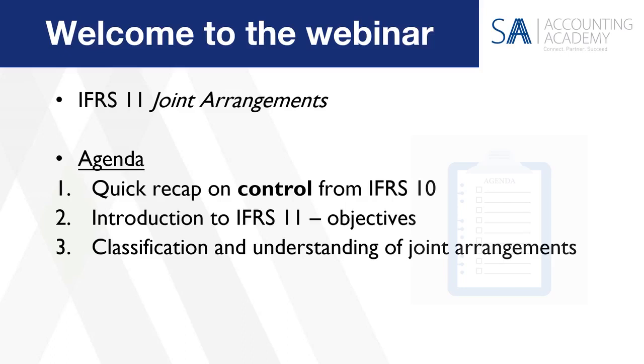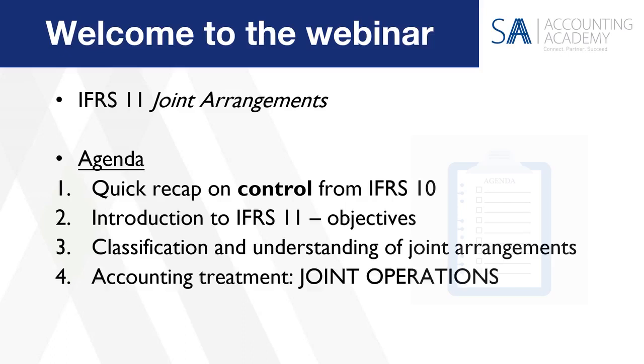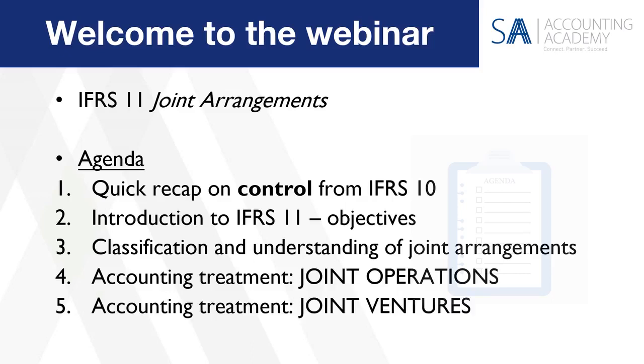So firstly, we have to be able to decide whether we are actually dealing with a joint arrangement, because not any arrangement between two parties will automatically be a joint arrangement. There are certain characteristics that must be present and things that we have to test for in order to understand whether we are dealing with a qualifying joint arrangement. Then we'll be looking at the accounting treatment of joint operations and the accounting treatment of joint ventures. And that basically, ladies and gentlemen, is the content of IFRS 11 on joint arrangements. So let's make a start.